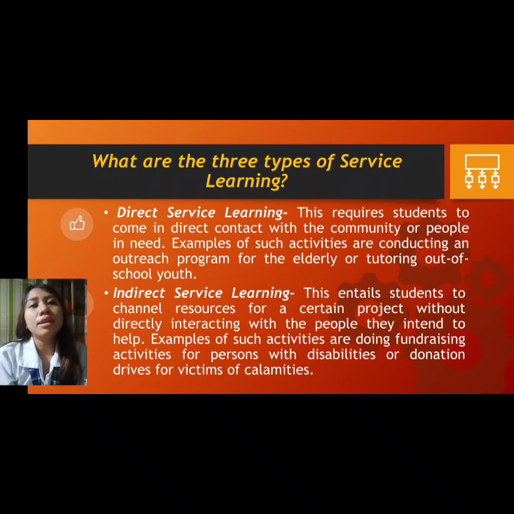So, meaning to say, direct service learning is direkta talaga yung mga bata, as in lalabas sila ng school para sila mismo yung gumawa ng isang project or program.